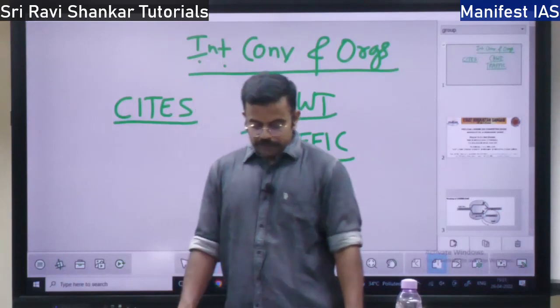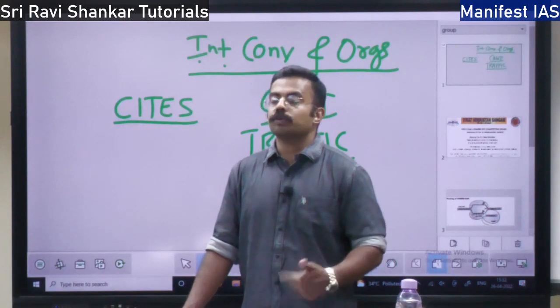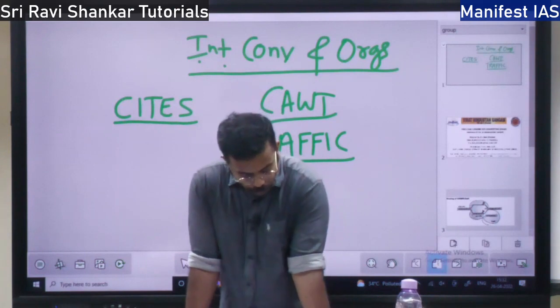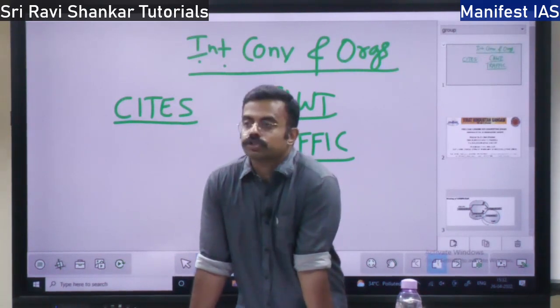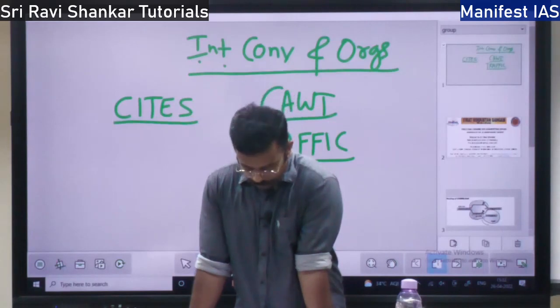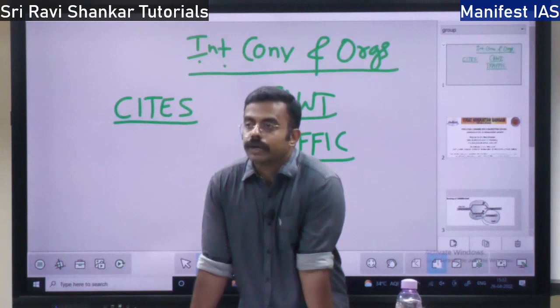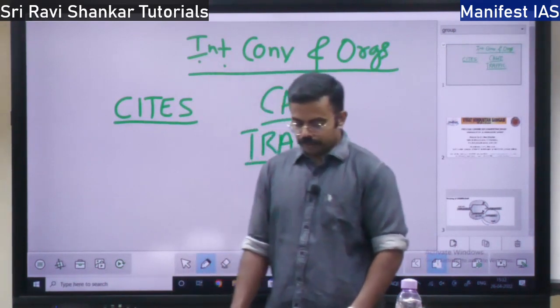Then one more forest organization is the United Nations Forum on Forest. This body is more important than ITTO. United Nations Forum on Forest, right? So this was established by ECOSOC. What is ECOSOC? United Nations Economic and Social Council. So the United Nations is the organization which established this UNFF, United Nations Forum on Forest, in the year 2002. October 2002 is the date of establishment, right?